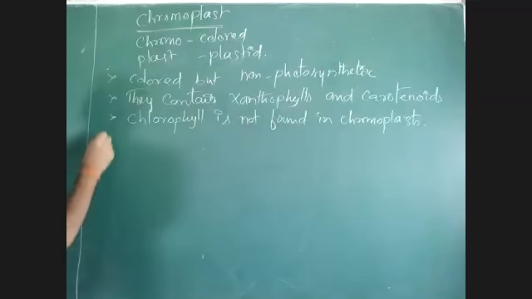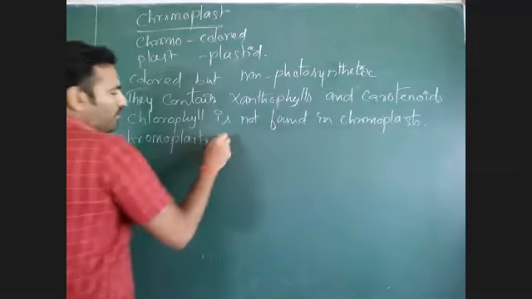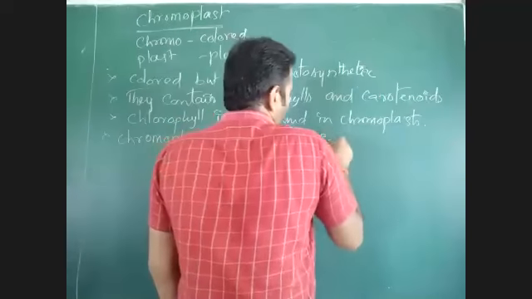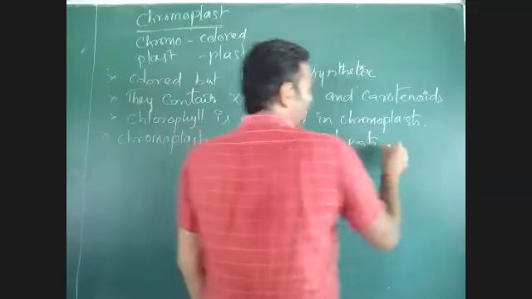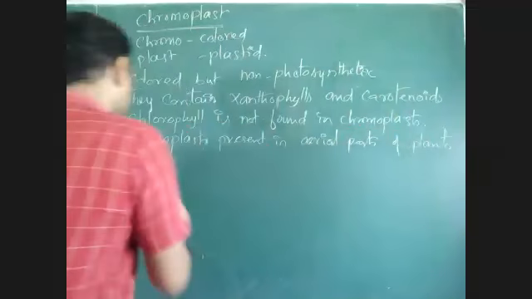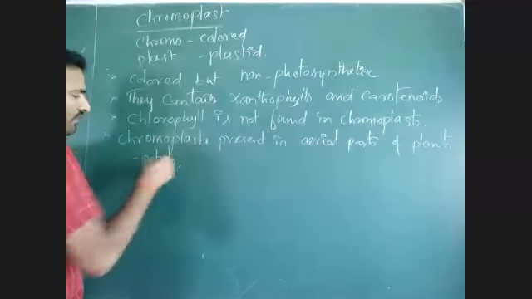Where are these chromoplasts present? Chromoplasts are present in aerial parts of plants. Aerial parts means the parts on the stem, other structures. They are responsible for different colors due to the presence of chromoplast, like petals of a flower.